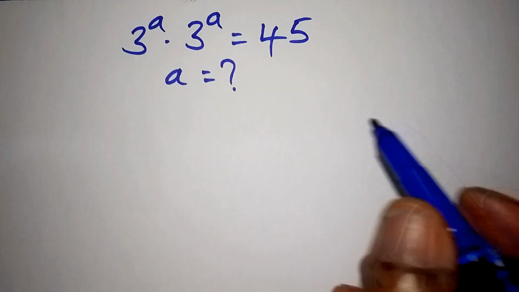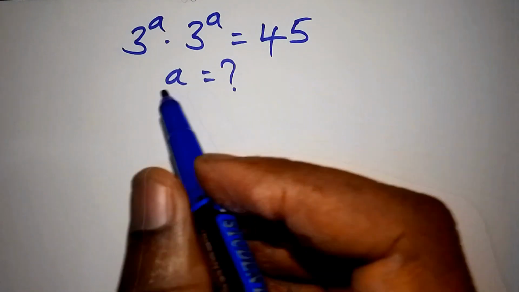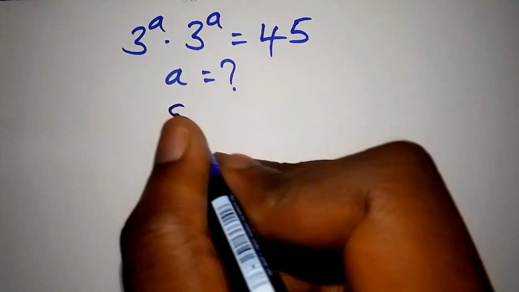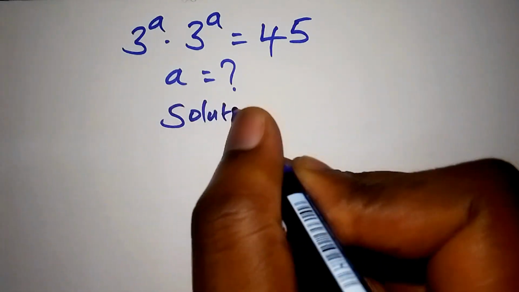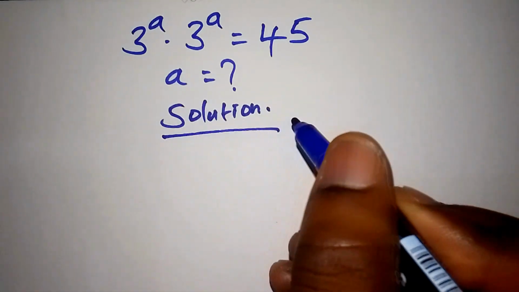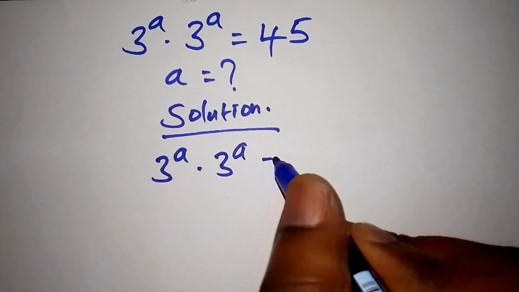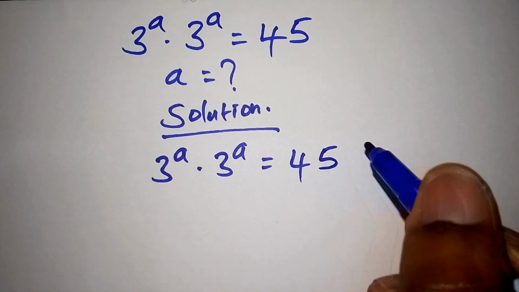So do you know that most people got this maths problem wrong? So we have 3 to the power of a multiplied by 3 to the power of a is equals to 45. So let's now work it with solution. So we shall take the shortest time possible. So 3 to the power of a multiplied by 3 to the power of a is equals to 45.